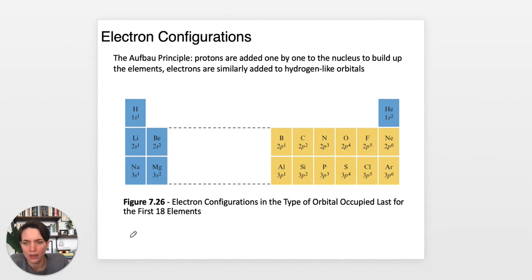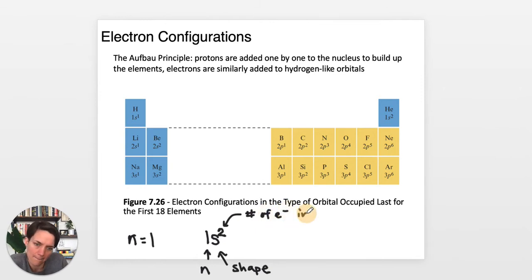So we think of this as, if n equals 1, we would write that as 1s, right? So 1 being our n level, energy level, s being the shape of our orbital. And we have to have that orbital completely full, which can hold 2 electrons, so that would be 1s2. This would be the number of electrons in the orbital. So if we were describing an element and we said that its electron configuration was 1s2, that element would be helium.